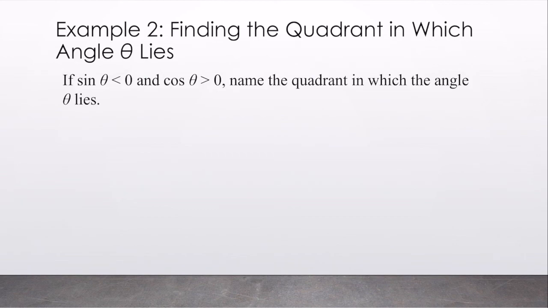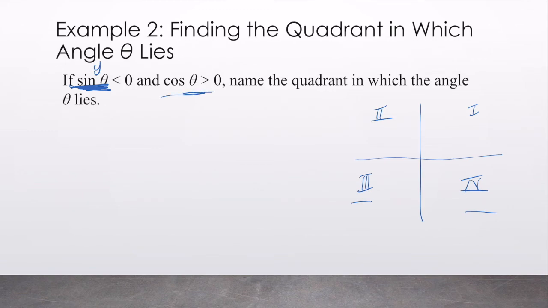So let's find the quadrant in which this particular angle theta lies. So we have our quadrant 1, 2, 3, 4, right? I have that sine of theta, which is y, is less than 0. So where would sine of theta be less than 0? Well, my only options are quadrants 3 or 4 because that's where y is negative. But then I also have that cosine of theta is greater than 0. Well, cosine is x. So where is x greater than 0? Well, that's only going to be in quadrant 4.